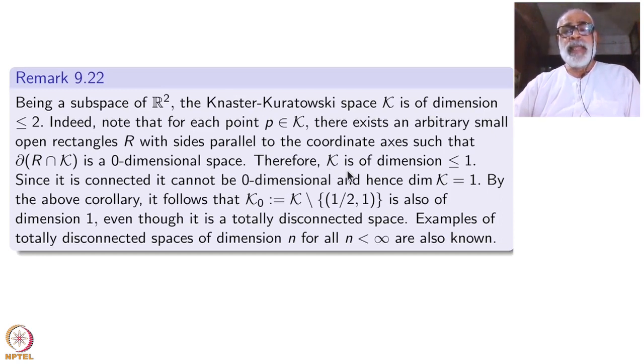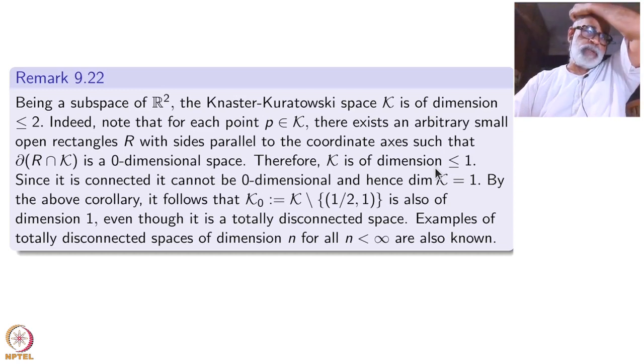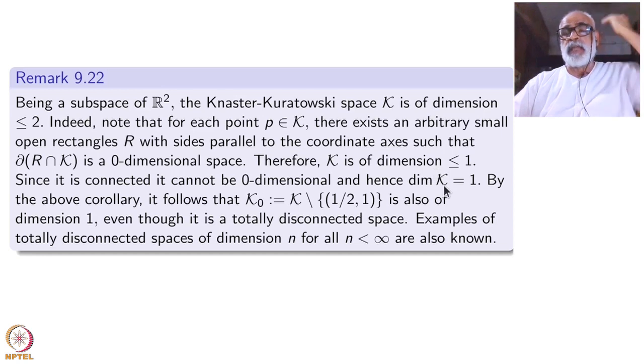Therefore, K is of dimension less than or equal to 1 by our definition, because it has a base with this property. Now, what are the possibilities? Minus 1 is not possible because K is non-empty. A zero dimensional space cannot be connected, so it is not zero dimensional. Hence, the dimension of K is equal to 1. It is less than or equal to 1, and minus 1 and 0 are not possible.